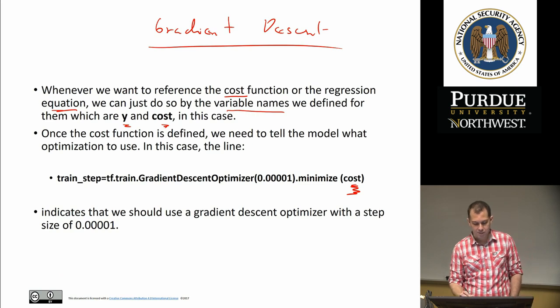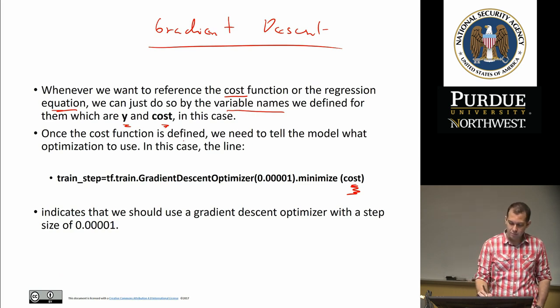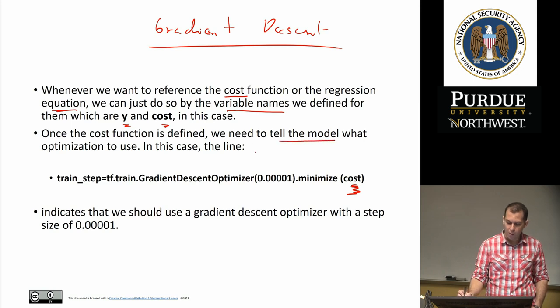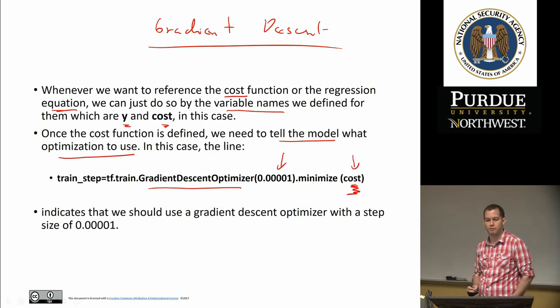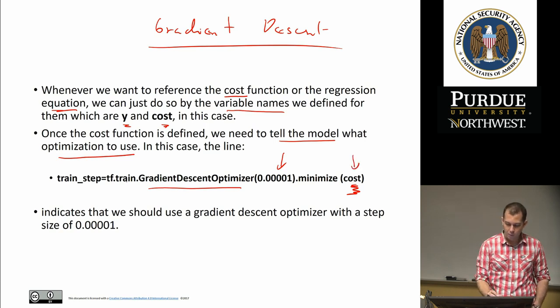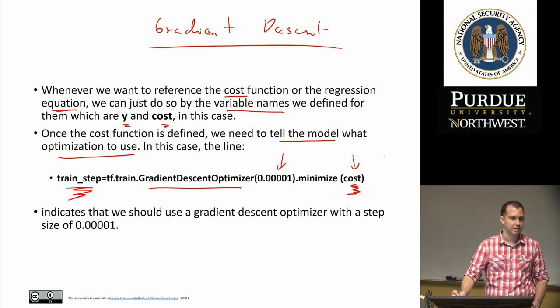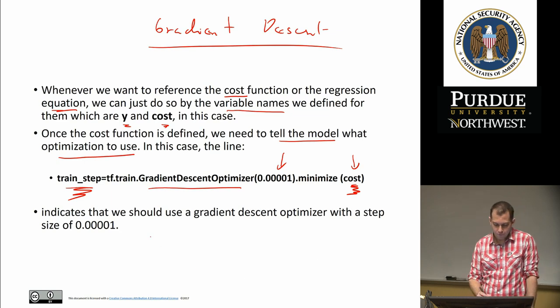Once the cost function is defined, the next step is to tell the model what optimization to use. In this case, that's this line, gradient descent. Remember that we have this parameter, and this is the part of the graph that we are going to call. Whenever we want to run the whole thing, we just call train step. By calling train step, we basically run everything else.